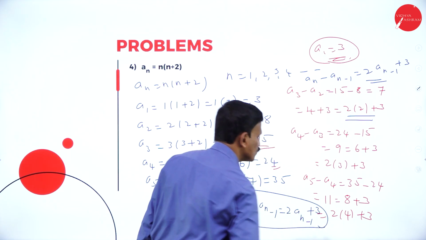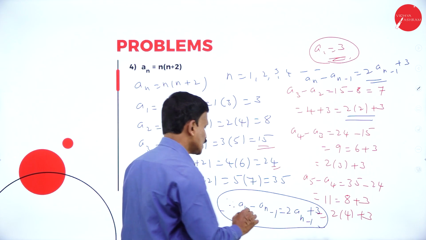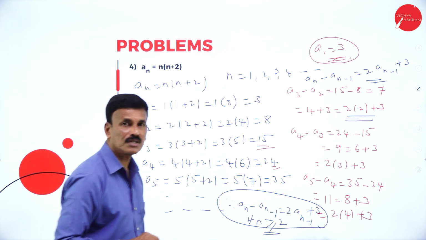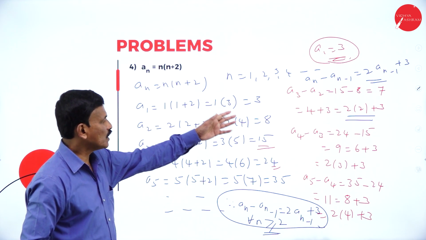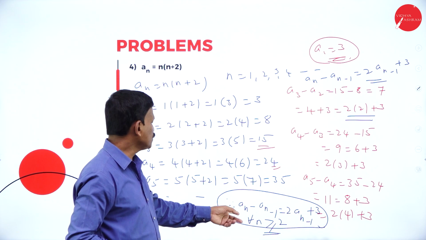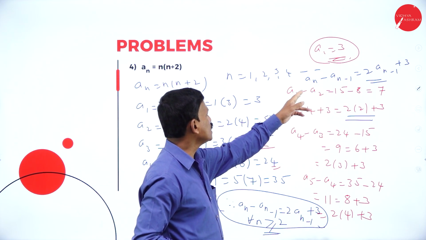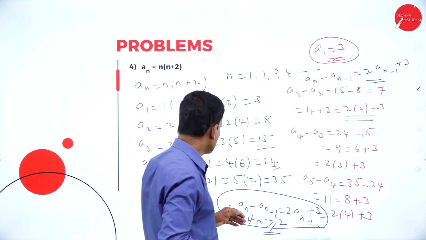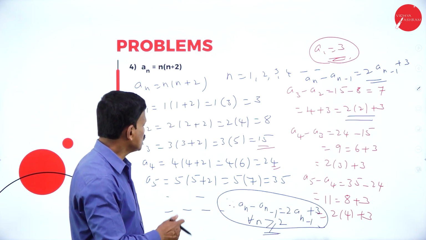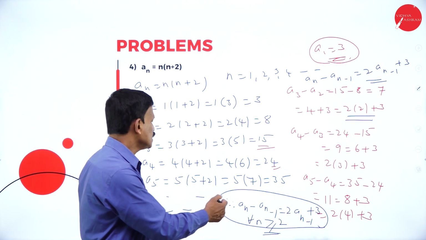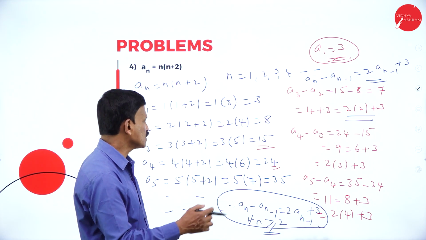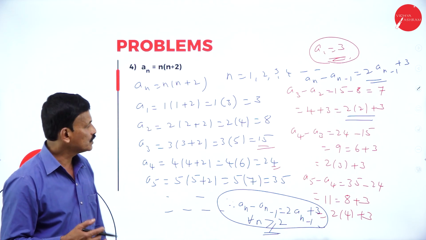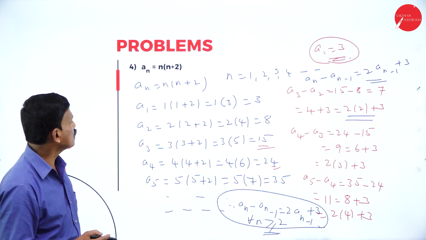That's it. This is for all n greater than or equal to 2. This is a very important problem for 5 marks. If you compare, A3 minus A2 is An minus An-1, which is equal to 2 times An-1 plus 3. So the recurrence relation for this is An minus An-1 equals 2 times An-1 plus 3 for all n greater than or equal to 2. That's it. Hope you followed. These are small examples on a recurrence relation.